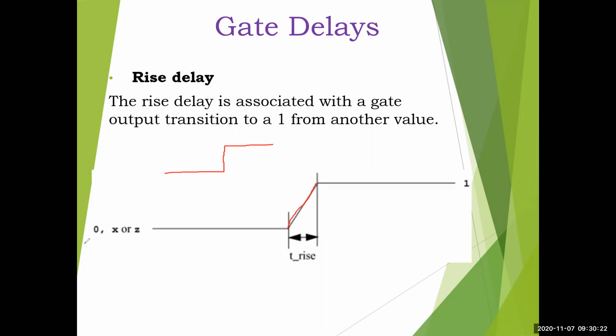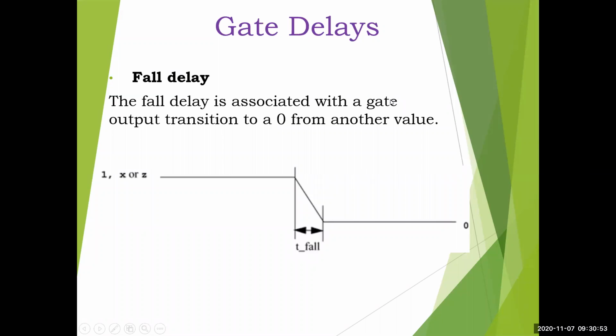So if you are transitioning from 0, or if you are in x state or z state, and your output transitions to the 1 state, then there is a delay. This is shown as a curve, and this time is called the rise delay. Hope you have understood. Ideally we will draw it straight, but practically it is not so. Similarly, we will see the fall delay, the opposite of this.